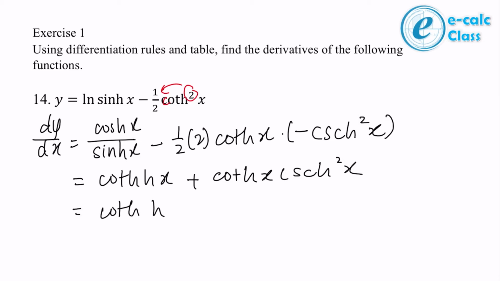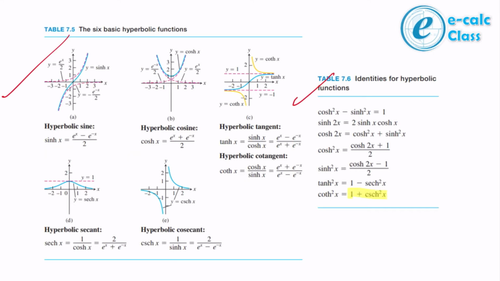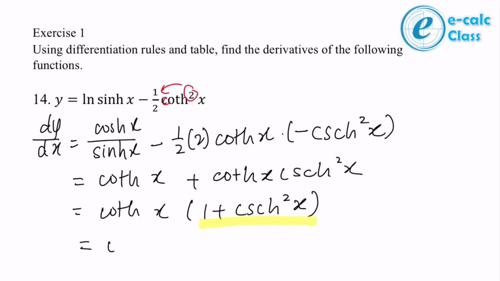Factor out cotangent hyperbolic. How come I got so many h? I hate it when you are doing hyperbolic and the variable is h. It's so confusing. Then 1 plus cosecant hyperbolic square. And this one is very familiar, right? This is actually one of your identities. 1 plus cosecant hyperbolic square is cotangent hyperbolic square. So it is cotangent hyperbolic times cotangent hyperbolic square. Combine together, cotangent hyperbolic cube x, finish.